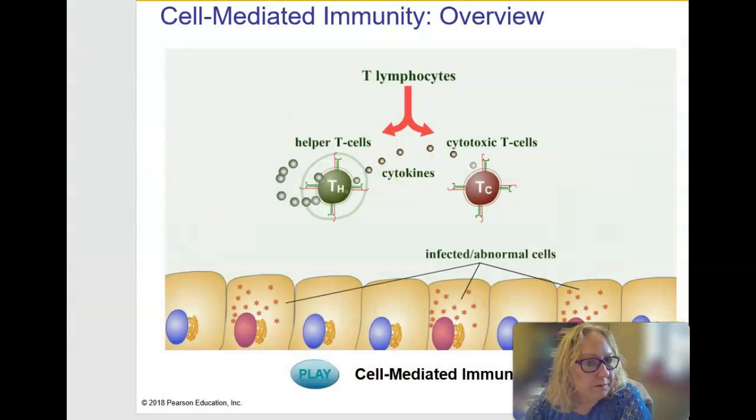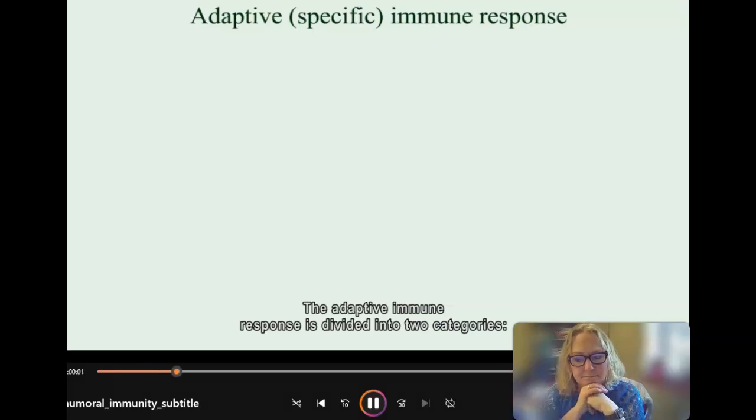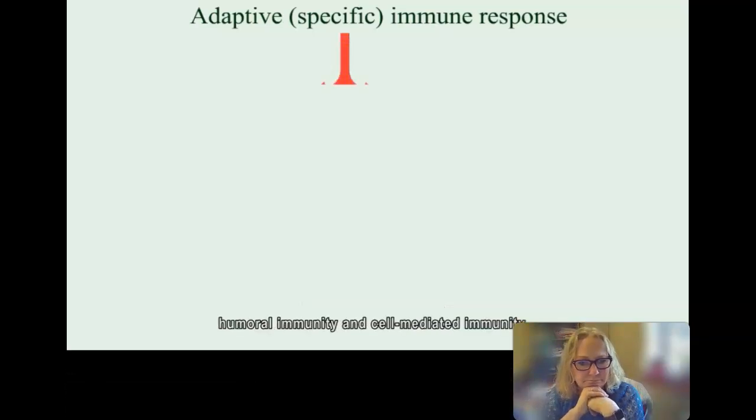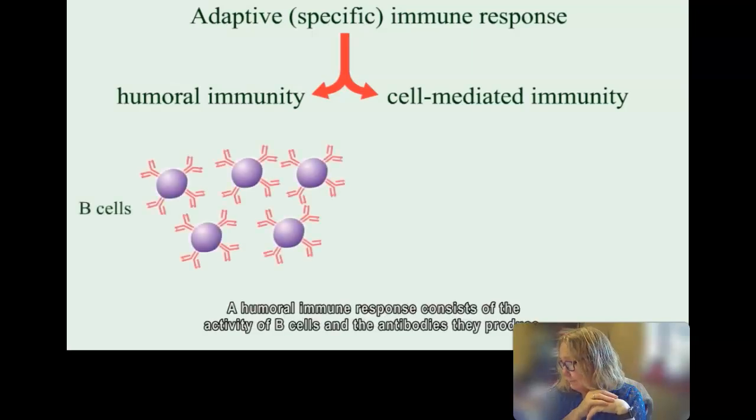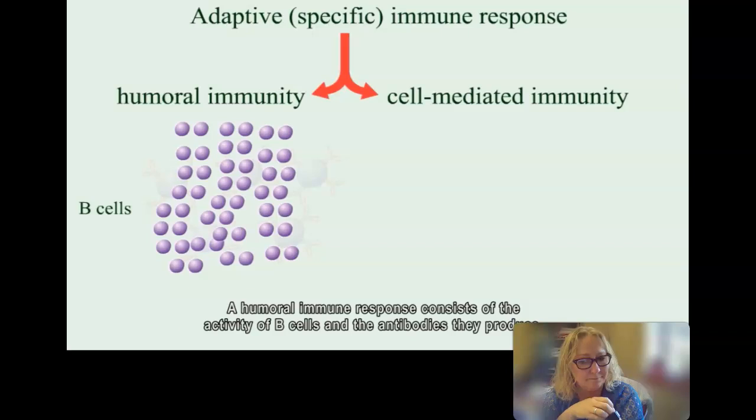The adaptive immune response is divided into 2 categories, humoral immunity and cell-mediated immunity. A humoral immune response consists of the activity of B cells and the antibodies they produce.